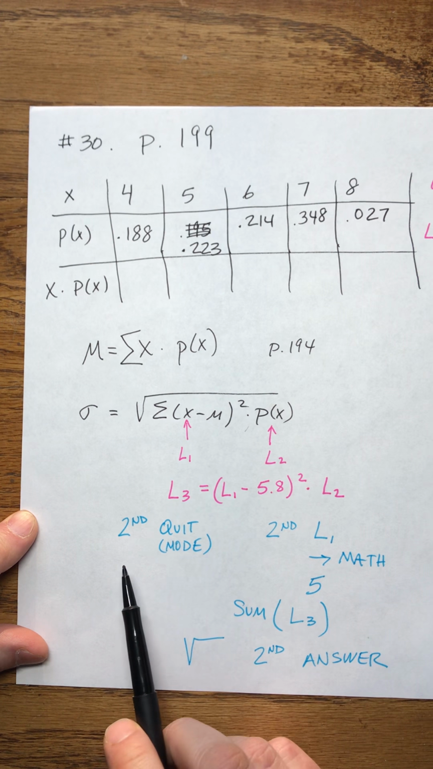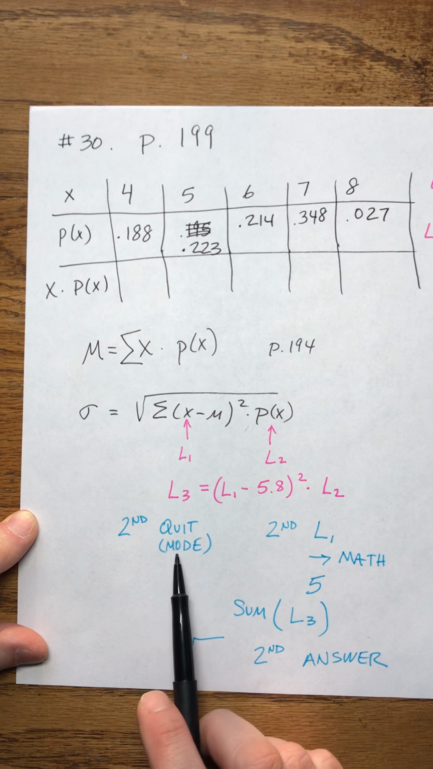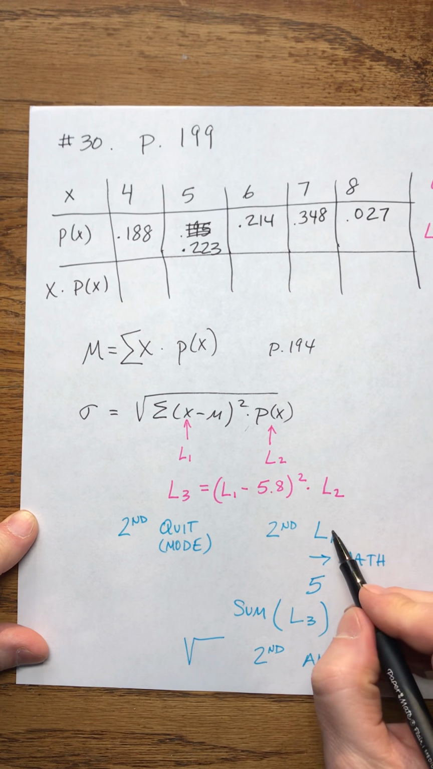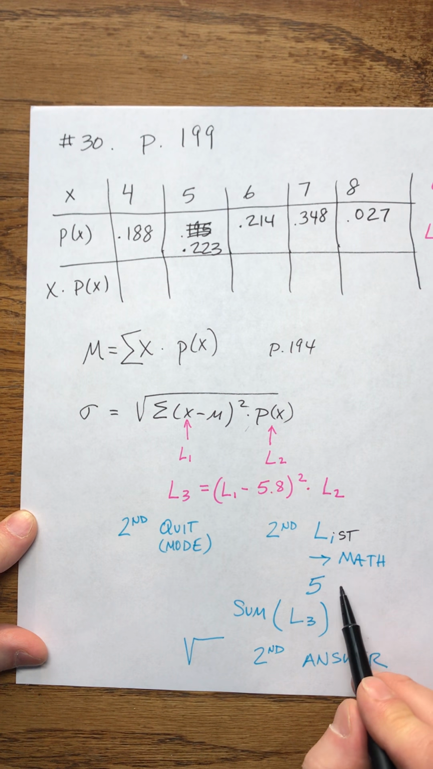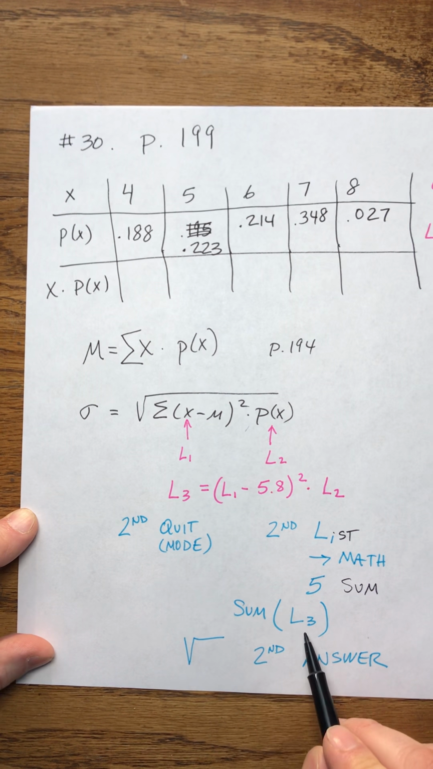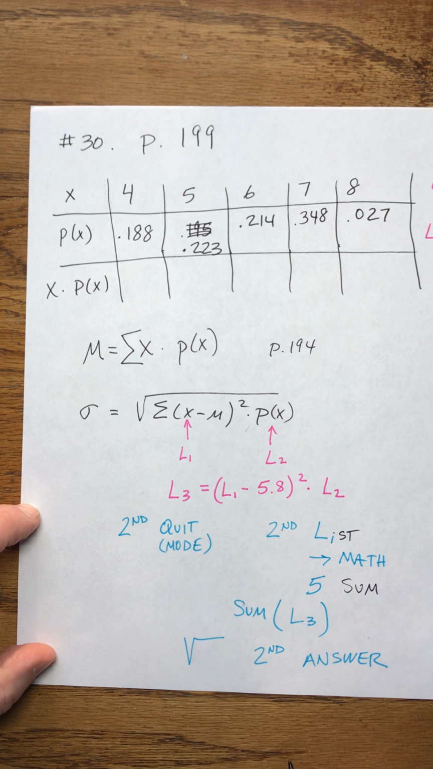To add them up, you're going to hit second quit to get back to your main screen, which is behind the mode button. You're going to hit second list, scroll over to math, go down to number 5, which is the sum. You're going to sum then list 3, which is found behind the number 3.